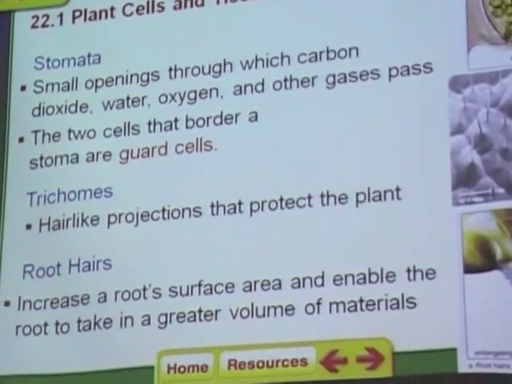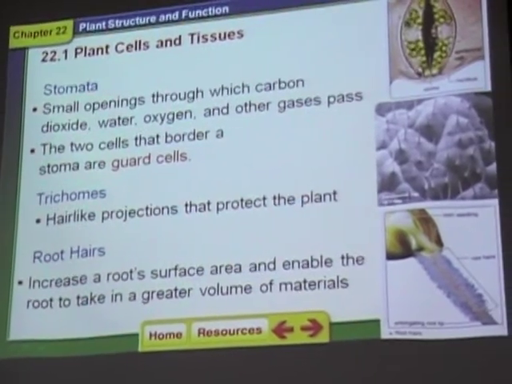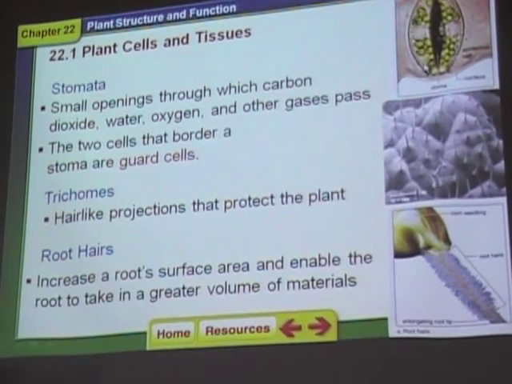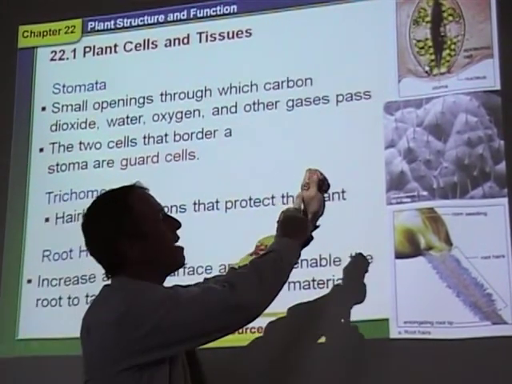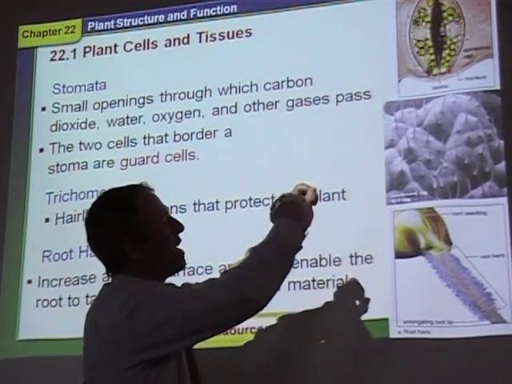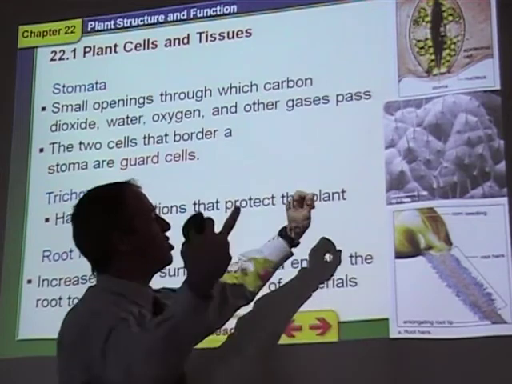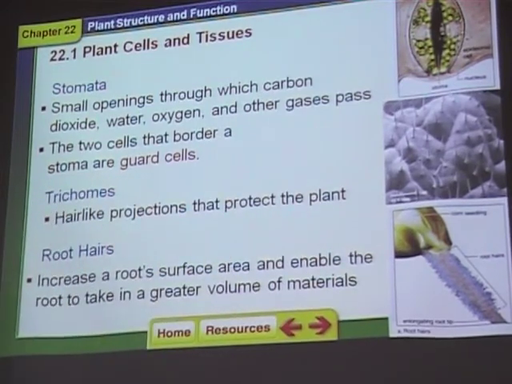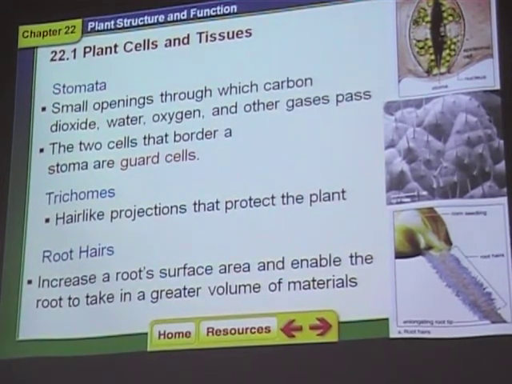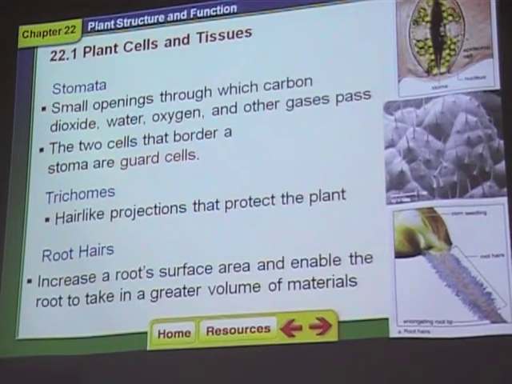These cells right here on either side of the stoma are called guard cells. What happens when they fill up with water, they expand, and that lets carbon dioxide in and oxygen out. So they open and close. If they were always open, the plant would dry up. It'd lose too much water. Plants have to be real careful not to dry out.